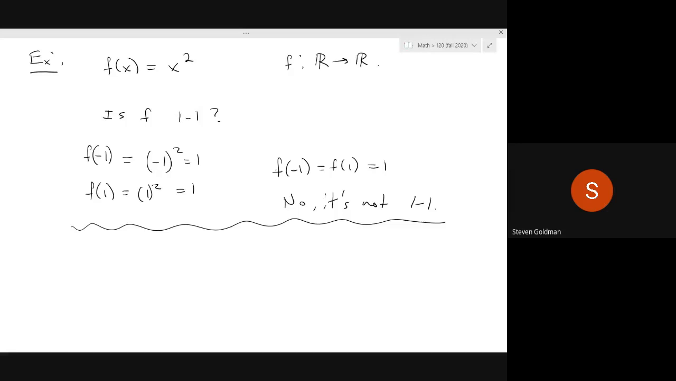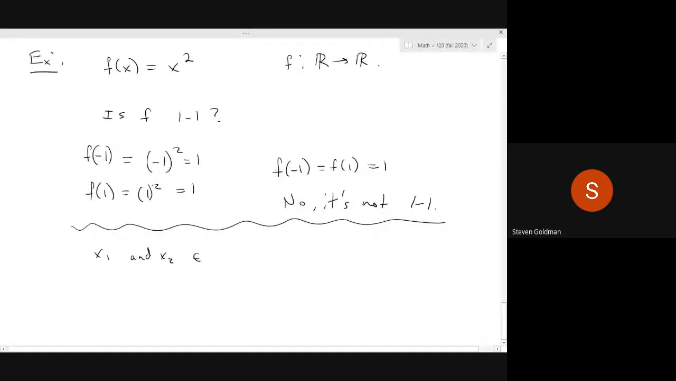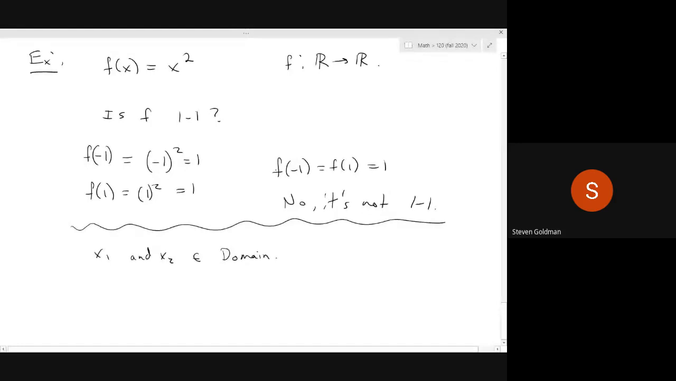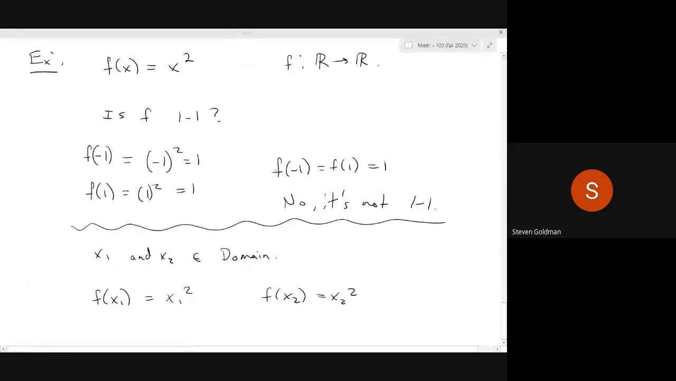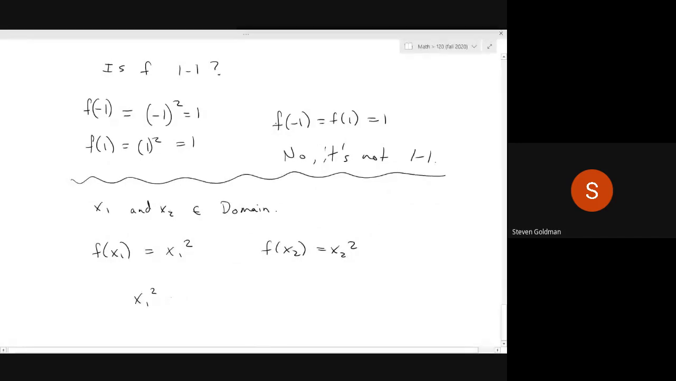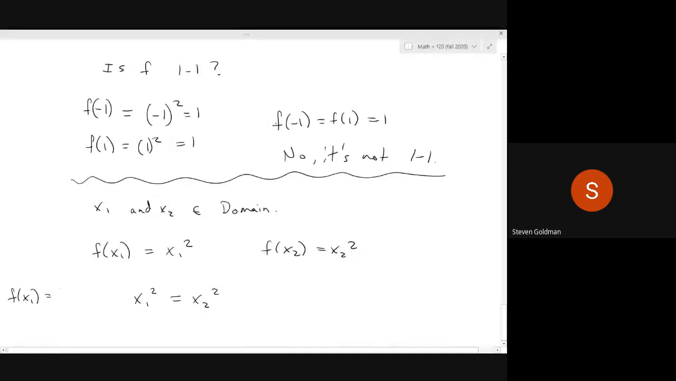x1 and x2. So let's say x1 and x2 are both elements in the domain. Some random numbers. f of x1 would equal x1 squared. f of x2 would equal x2 squared. What I can do to show that this thing is not one-to-one is I could set those two things equal to each other, right? Set f of x1 equal to f of x2.